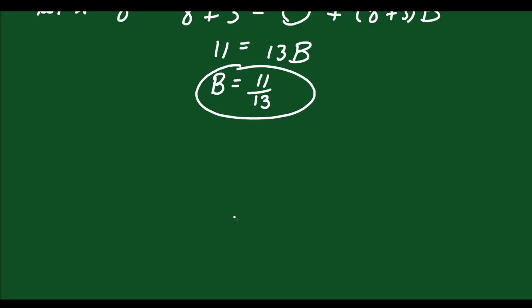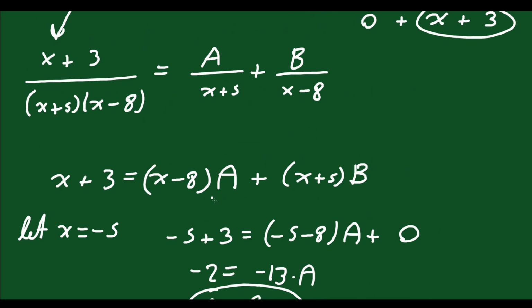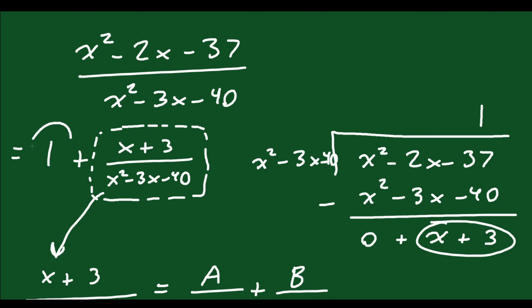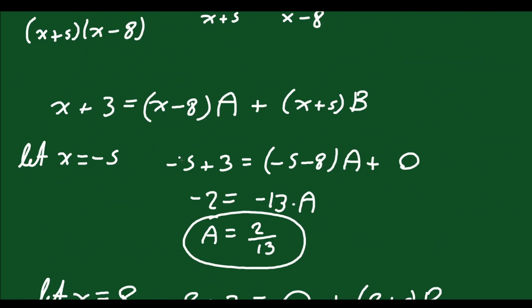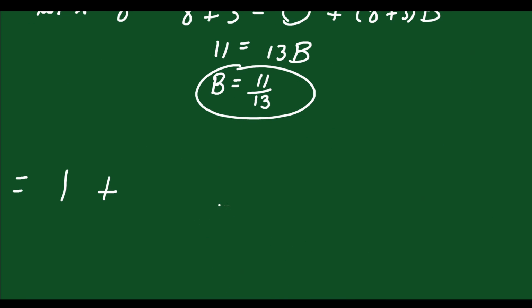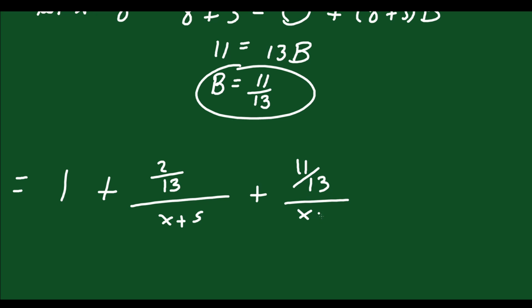I can go ahead and put this together. I can say our original expression from the beginning is equal to 1 plus that 1 because we have a 1 up here that we said we were going to bring back, right? This 1 here. So 1 plus, and then we broke this one up, so we're going to write that next. 1 plus a, which was 2 out of 13, divided by x plus 5, plus b, which is 11 over 13 over x minus 8.